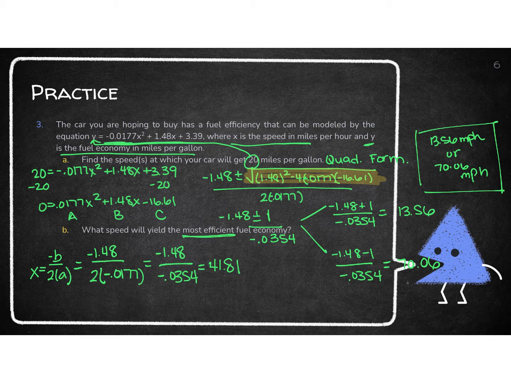And if you're looking at the question, it's asking what speed will you yield? Well, I already found the speed, so I don't have to take that number and plug it back in to find the fuel economy. I already know the speed. The speed is going to be 41.81 miles per hour. And again, I know that this is my answer and that's my speed because up in here it says x is the speed in miles per hour. And the formula is x equals. So that's how I know that.